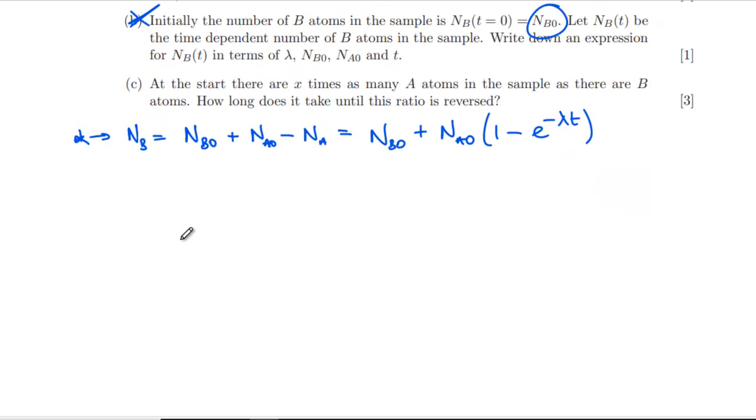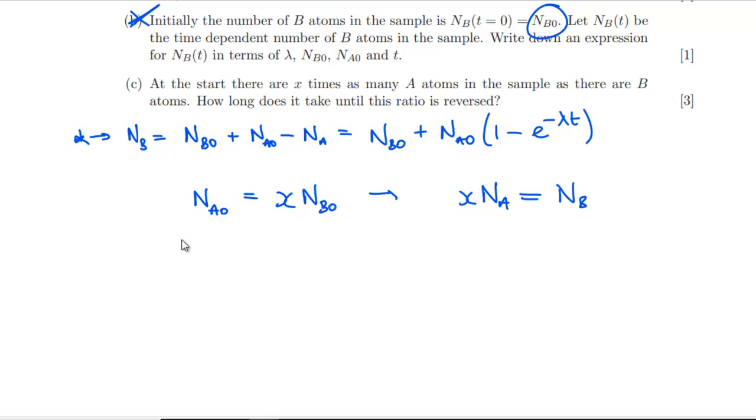Right, let's scroll down a little bit, give a little bit of space. So we're starting with, what did it say there? X times as many A as B. So NaO is going to be X times NbO. That's what we started with. And we need to get to X lots of Na equals Nb. That's what we're after.